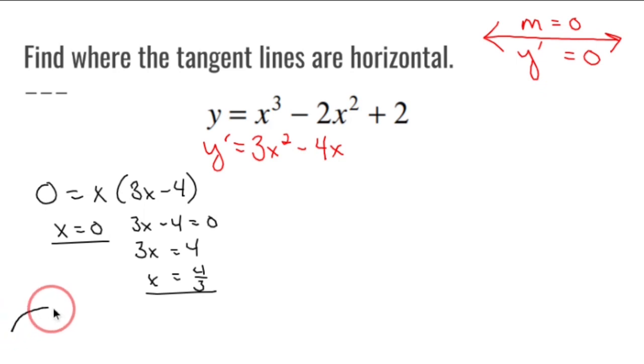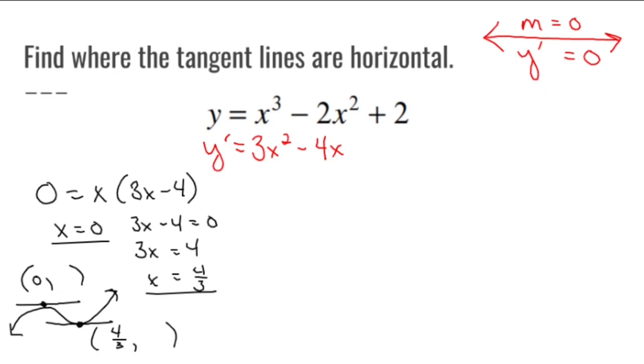Now, I don't know exactly what these values are, but this is a cubic. Cubics look like this. Cubics look like that. So at the very tippy top is where you're going to get a horizontal tangent line, and at the very bottomy bottom is where you're going to get a horizontal tangent line. I know this happens at x equals 0. I know this happens at x equals 4/3. What I don't know is the y value.